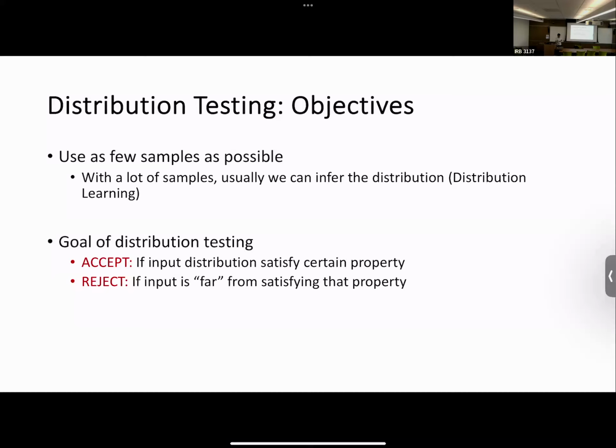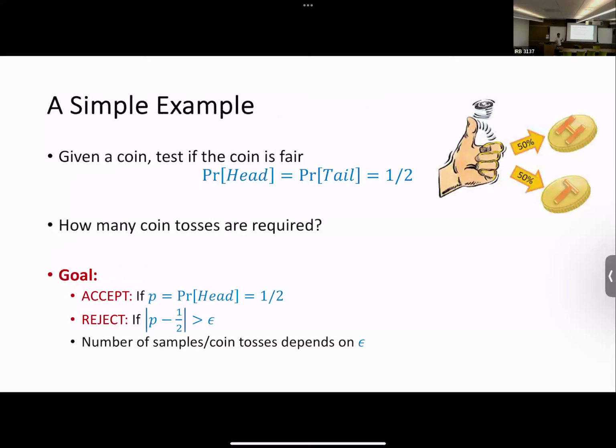And one thing also I should note here is that with lots of samples, this whole problem becomes in some way trivial. Basically, with lots of samples, there are results that say we can learn the whole distribution up to some small level. And if we can learn the whole distribution, then testing all these properties is easy. So that's why we should be looking for very few samples.